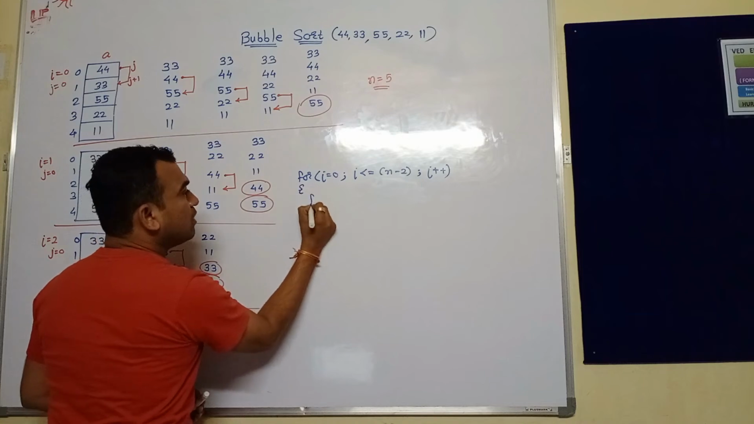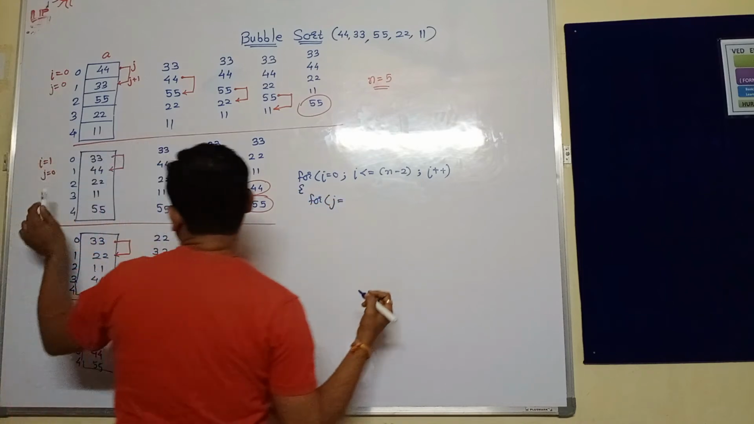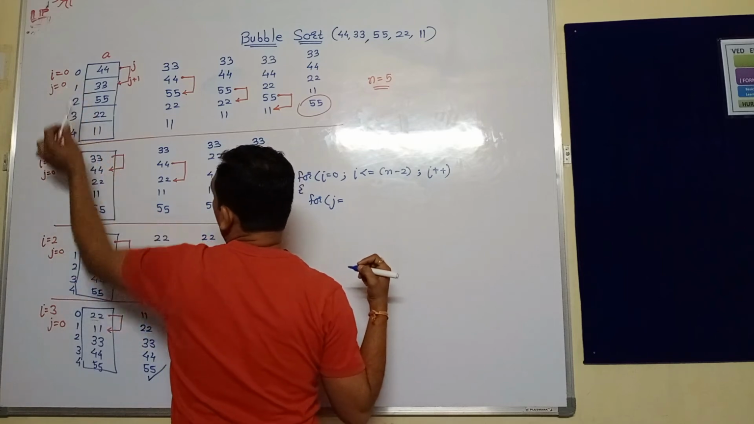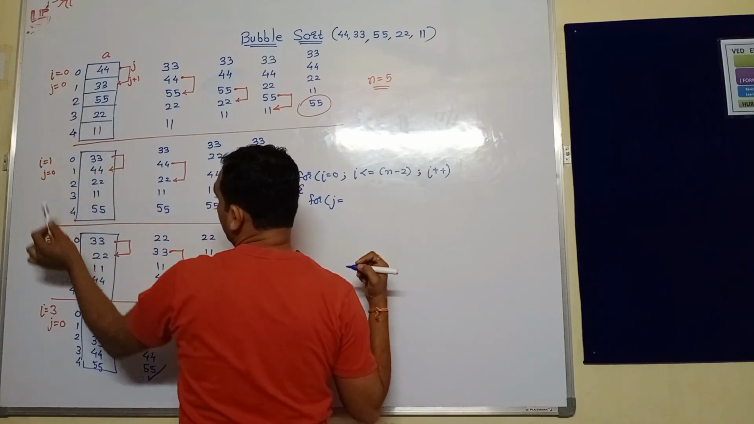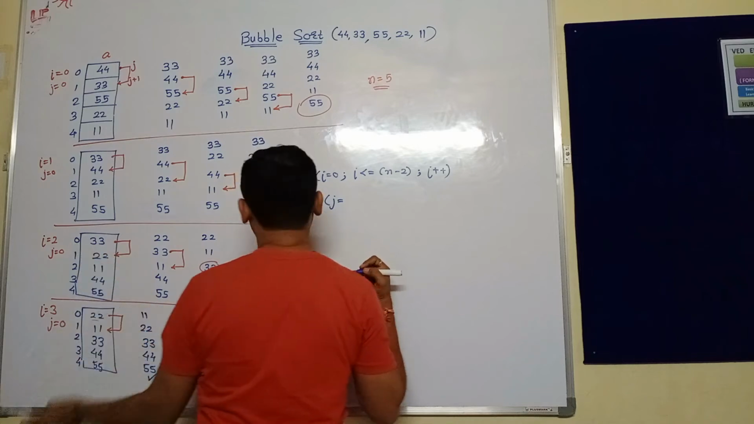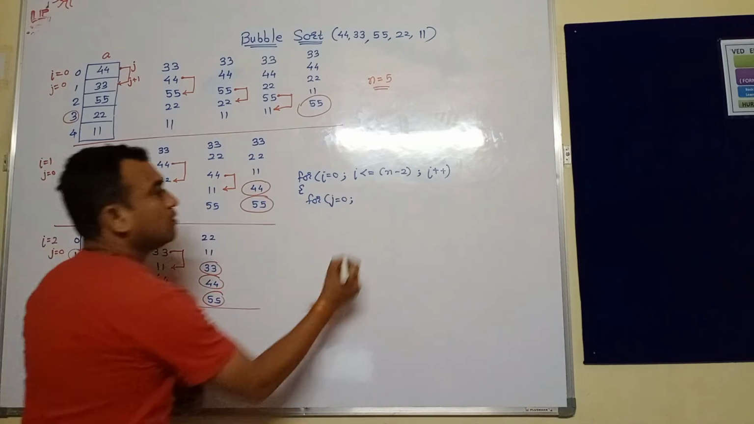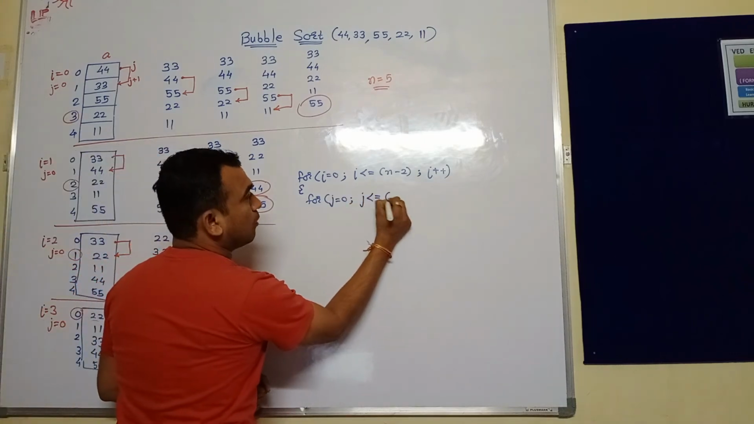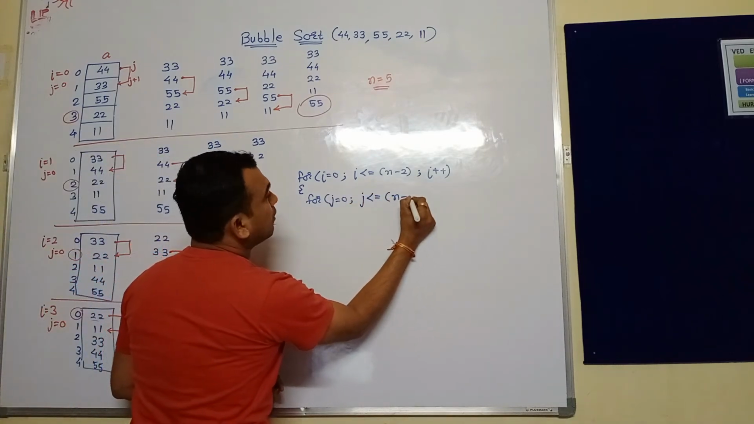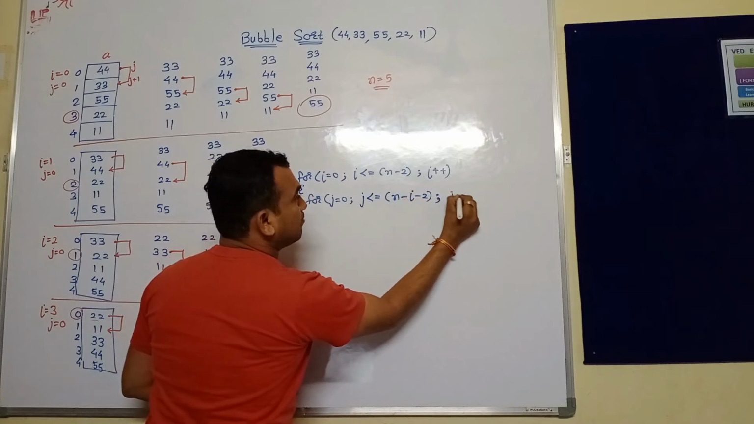Inside this loop, we build our j loop. j always starts with 0. When i was 0, j is 0. When i was 1, j is again 0. When i was 2, j is again 0. When i was 3, j is again 0. It means we always start the j loop with 0. j goes up to n minus i minus 2, and j plus plus.